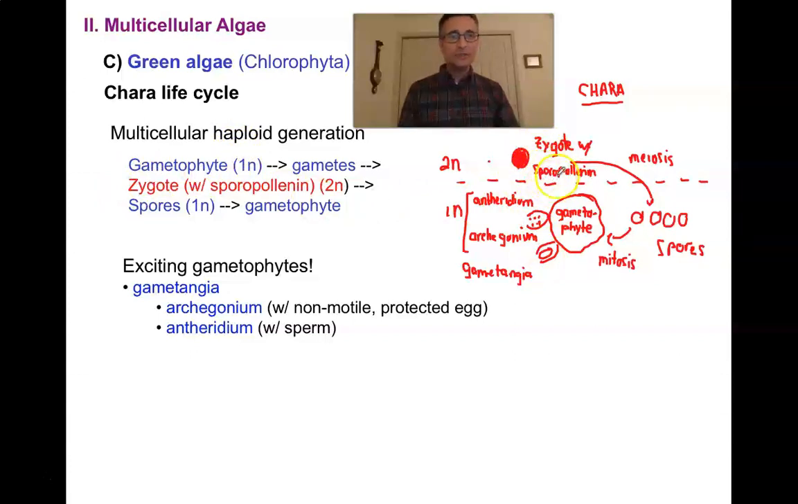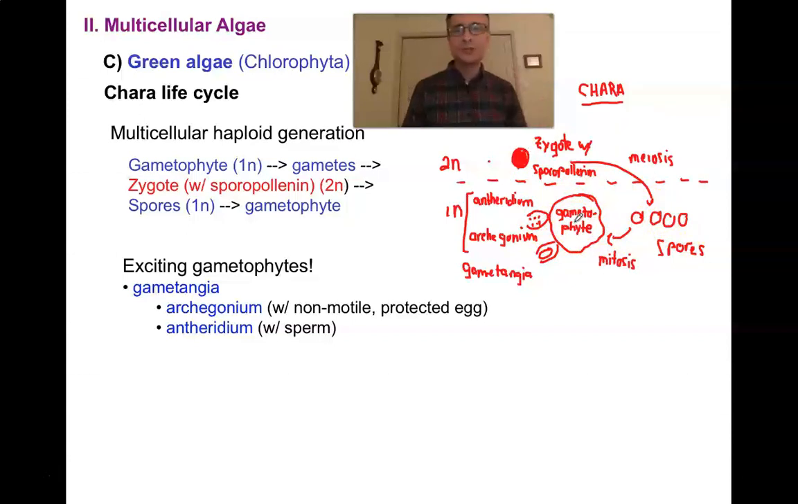And our zygote is coated in sporopollenin. Remember, sporopollenin is this very resistant substance that charophyceans are able to produce. But the new thing about Chara in particular is that the zygote is covered in sporopollenin, which makes it very resistant to desiccation, drying out, that might occur as you're moving from an aquatic environment to a terrestrial environment. Eventually, when our zygote is ready to undergo meiosis, it produces 4 spores, which are haploid again, and then one of these spores is divided by mitosis to give us our gametophyte, our plants that produce gametes.